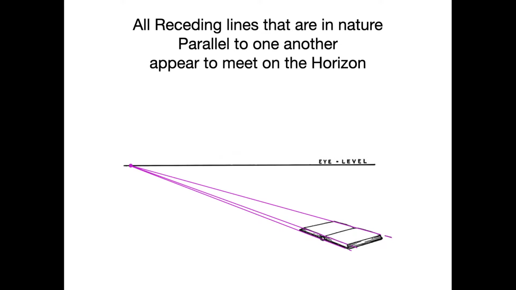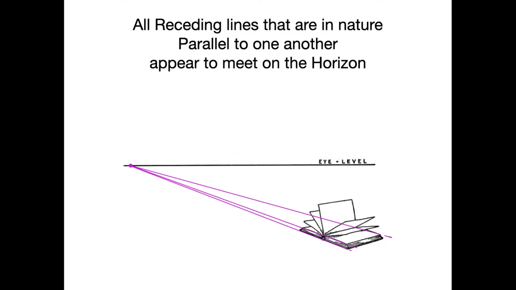And we have this book here. It's sitting on the table in front of us. The edges along the length of the book are all parallel and receding, so they will converge at a point on the horizon line. Well, as I mentioned, that's not always true. There are exceptions to every rule.